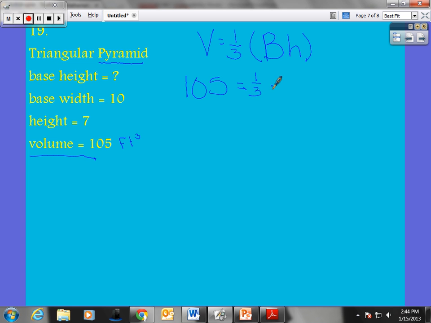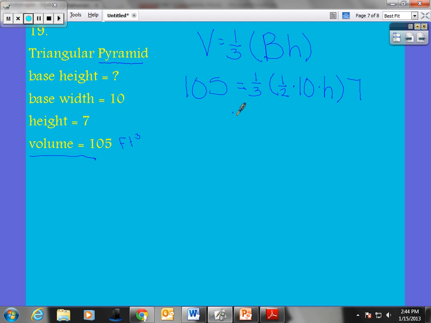Well, here's a problem. What shape is the base in a triangular pyramid? It's a triangle. So I know the formula for every triangle is 1/2 times base times height. I don't have the height of it, but I do have the base. So it's 1/2 times 10 times the height, which I don't have, of the triangle. Now I times that by the height of the actual pyramid. Well, the height of the pyramid is 7 feet. So we'll just say 7.